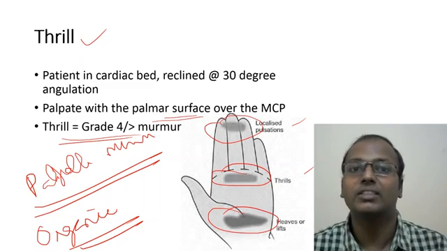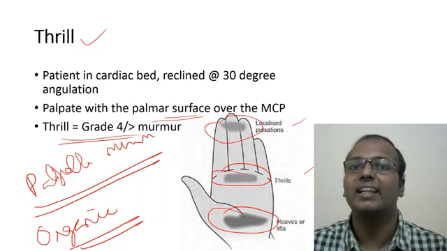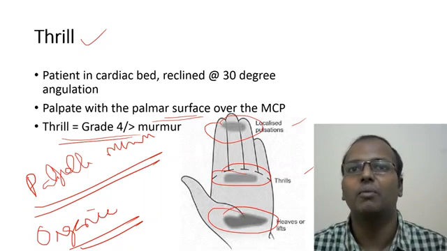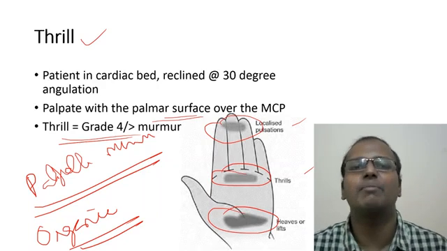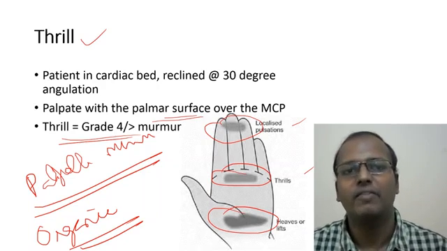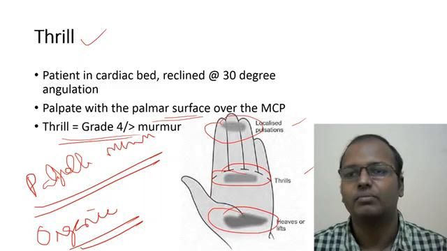Whereas in mitral stenosis, a thrill can be there, grade 4 can be there. That thrill indicates that the murmur is from the valve problem, per se, because of the mitral stenosis. So the organic etiology can be conveyed by the presence of a thrill.